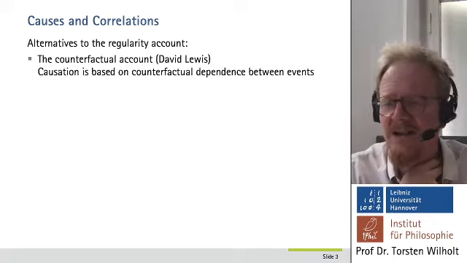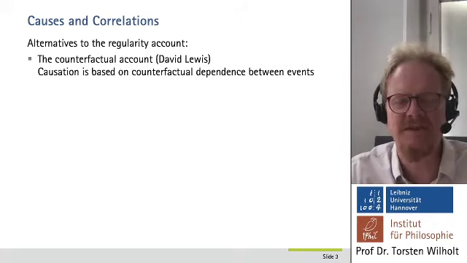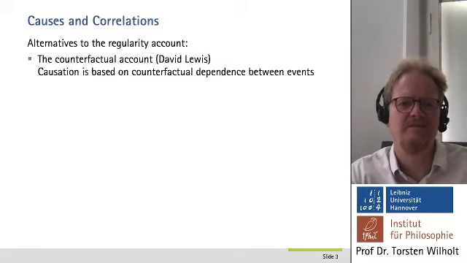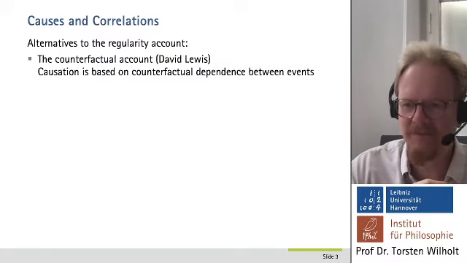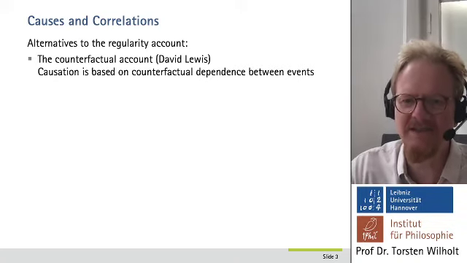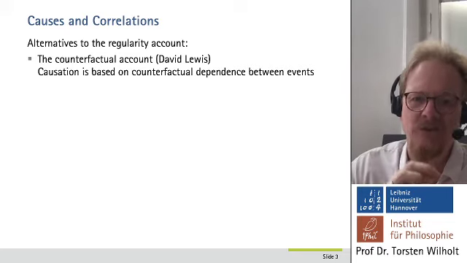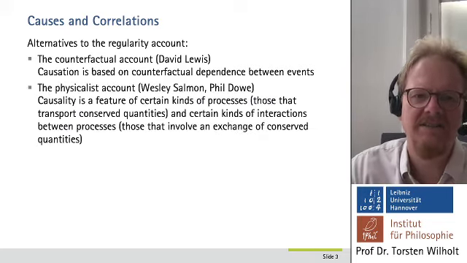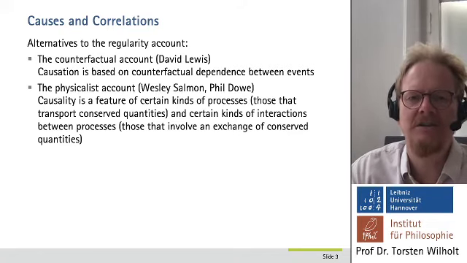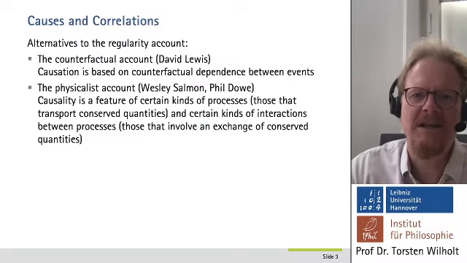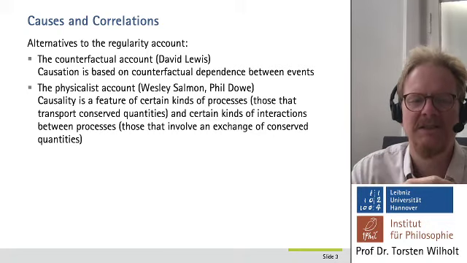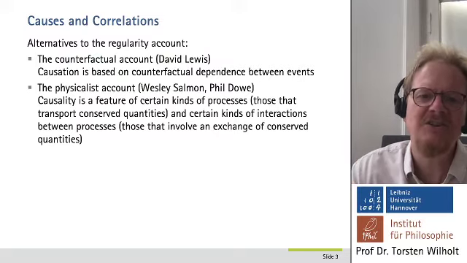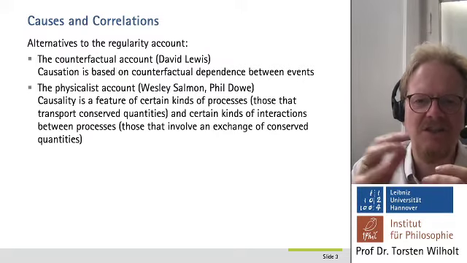to seek their luck for analyzing causation in counterfactual dependence, for example, which is the approach of David Lewis. Causation is based on counterfactual dependence between events, so it's not so relevant that B always happens when A happens, but what's relevant is that B would not have happened if A had not happened. That's one approach. There's a physicalist account based on the work of Wesley Salmon and Phil Dowe, where causality is a feature of certain kinds of processes, namely those processes that transport conserved quantities such as energy, momentum, and so on, and certain kinds of interactions between processes, namely those that involve an exchange of conserved quantities.